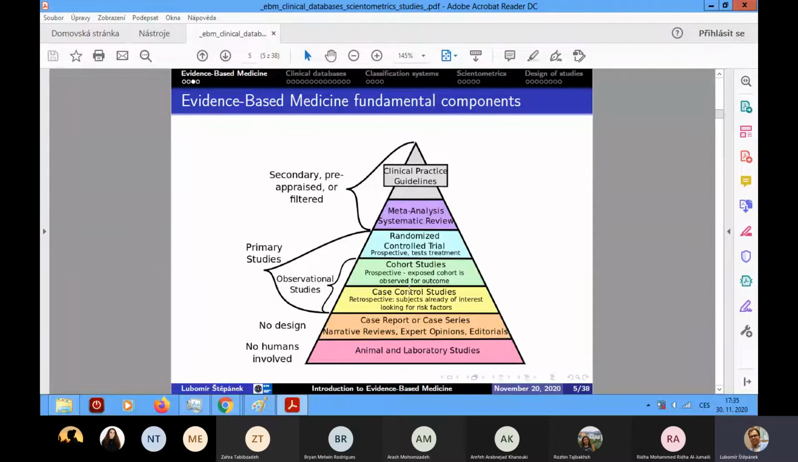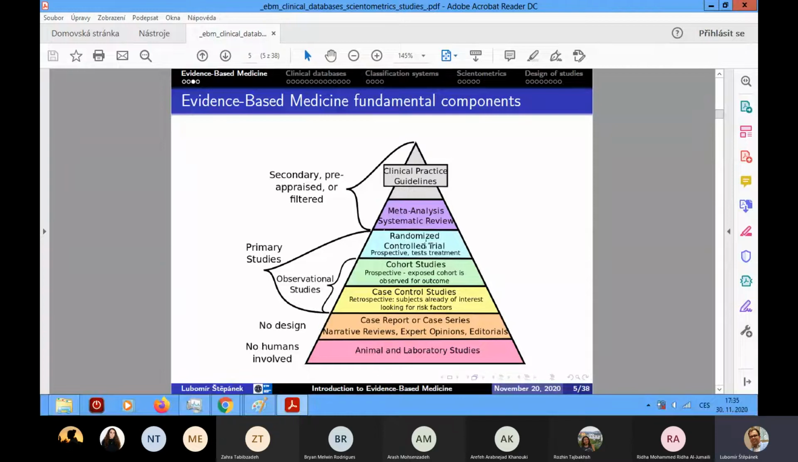It's better than case control studies, because those have a similar logic, but they go to the case history, to the past. It is retrospective. Randomized control trials are prospective.